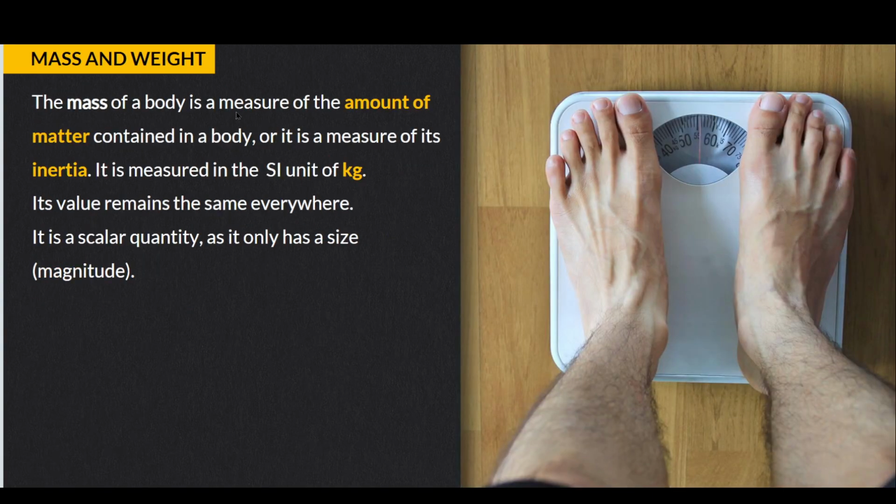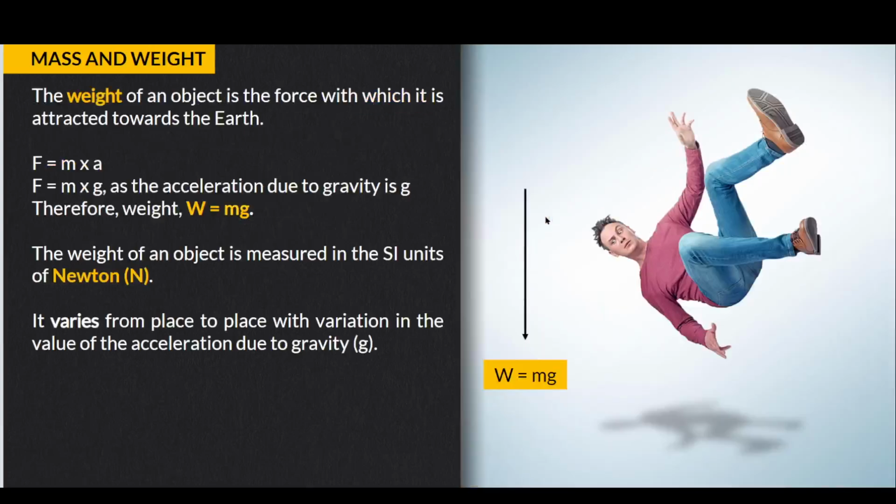Now, mass and weight. Mass of a body is a measure of the amount of matter contained in a body. Whatever matter it is made up of, that is called mass. And it is a measure of its inertia. Inertia means the resistance to change. The SI unit of mass is kilogram, and it remains the same everywhere. Because it only has size and does not depend on direction, it is called a scalar quantity. It just has a value, it does not have a direction.